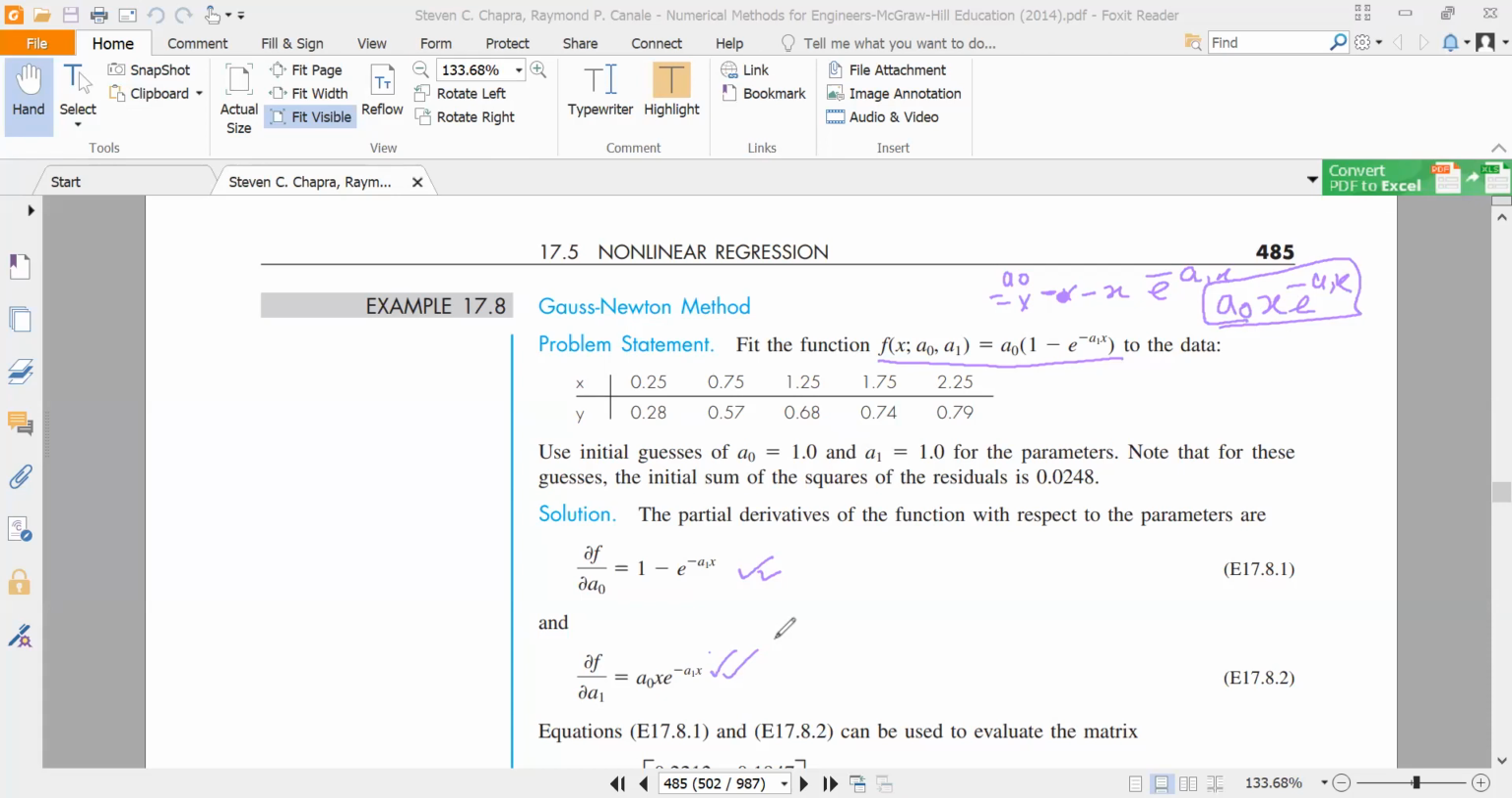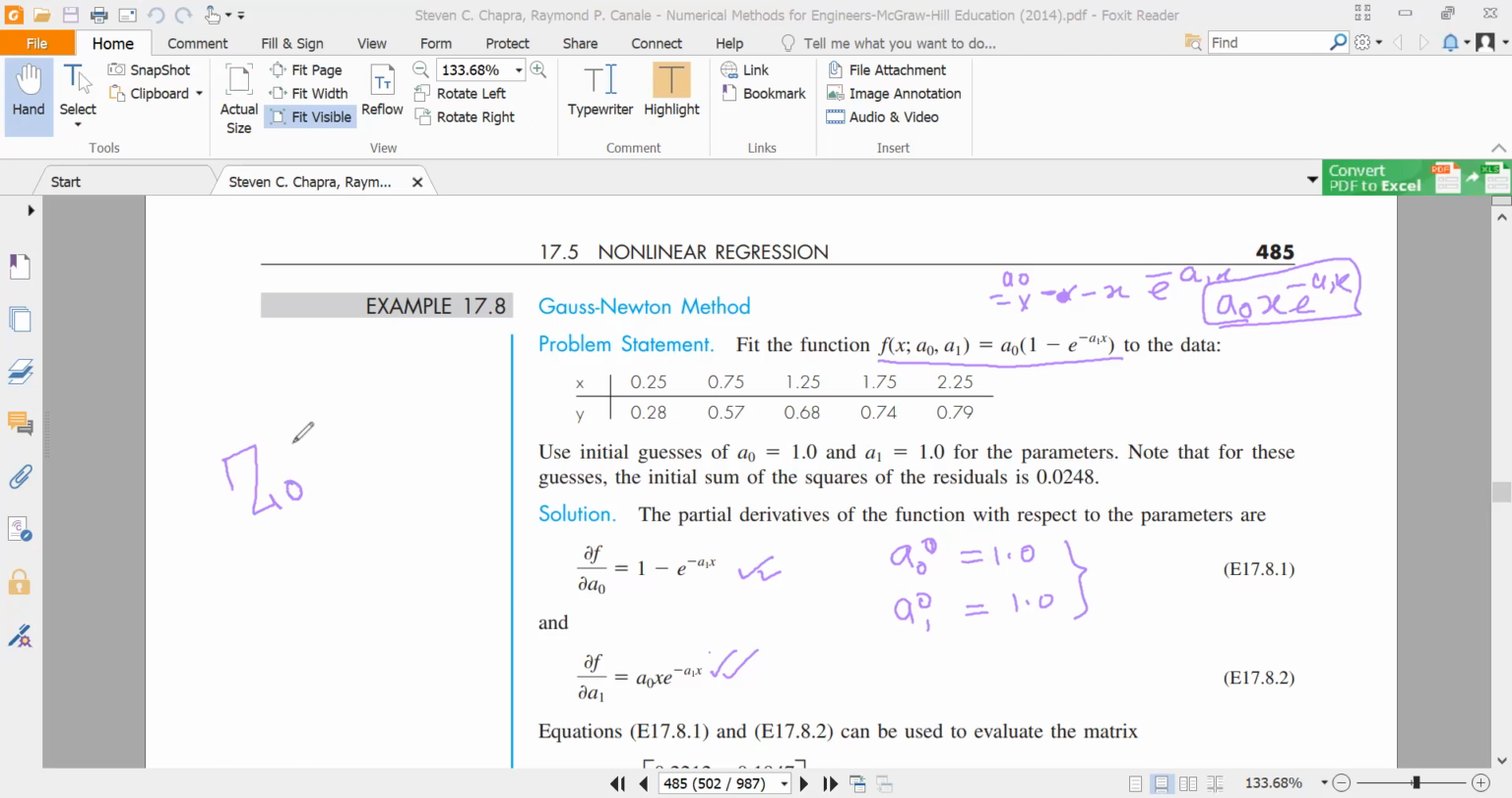Now the next step is what? We have our initial values, a0 zero equal to 1 and a1 zero equal to 1, given. You can start with different values. Now what you need to do is calculate, for example, the coefficient matrix Z, but this Z is to be calculated for each iteration. So in this case we can call it Z0, that means for the 0th iteration using the initial values.